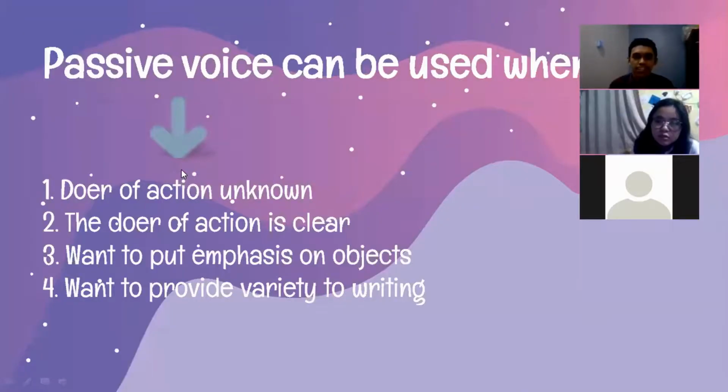Passive voice can be used when, number one, the doer of action is unknown. Jadi pelaku utama tidak diketahui. Number two, the doer of action is clear. Jadi pelakunya sudah tertebak. Number three, want to put emphasis on the object. Jadi sasaran utamanya jadi objek. Number four is want to provide variety to writing. Jadi sebagai variasi tulisan.